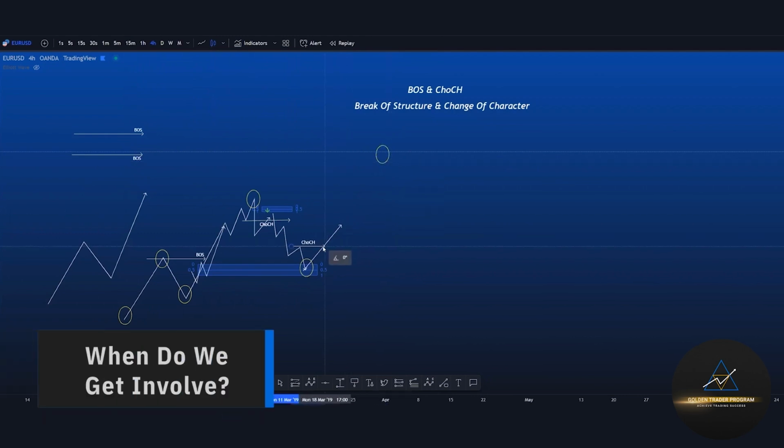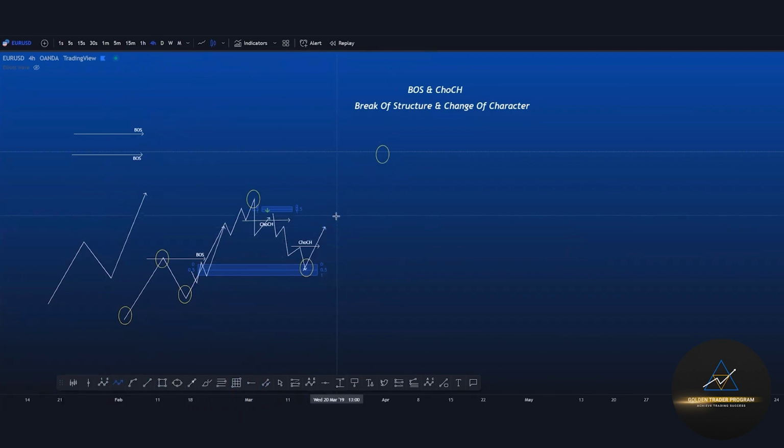And when do we actually get involved? When we get a change of character on the way down after a point of interest. So here we go. We now have a change of character. Quote is still the same. It's a break of structure, but just on the lower time frame. I'm just typing it down for you so you guys can understand it a little bit better. Sometimes when you separate both break of structure and change of character, it's just a lot easier to absorb.